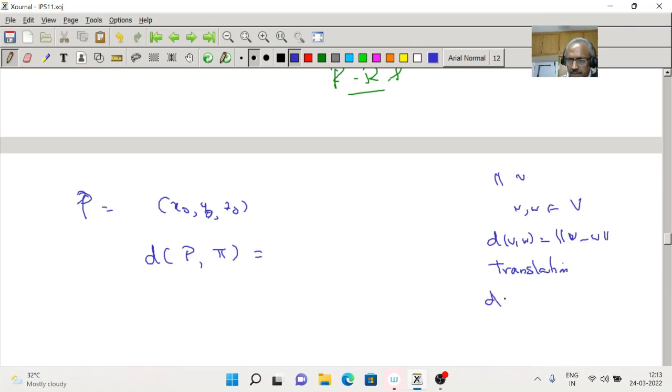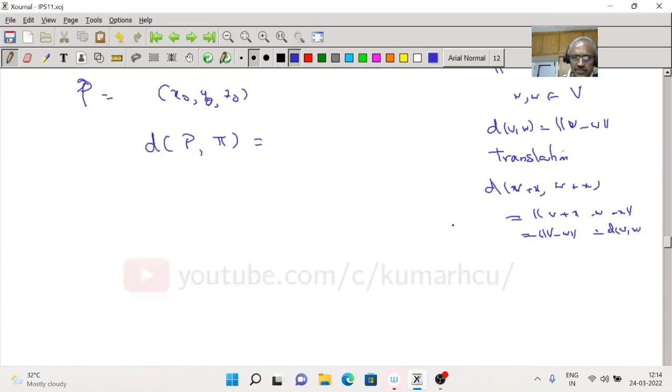That is, the distance between v plus x and w plus x is the norm of v plus x minus w minus x, which is v minus w, which is the distance between v and w. You understand? Therefore, distance is translation invariant. Therefore, I can write p. This is the same as the distance between p minus q and pi minus q.